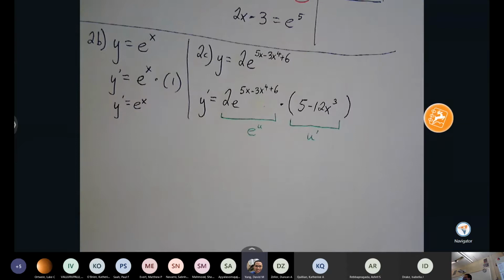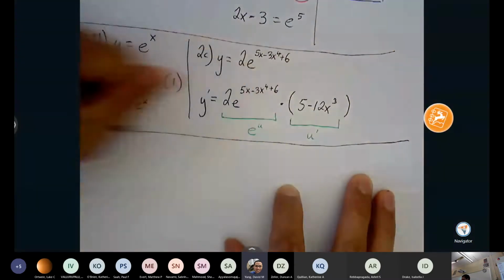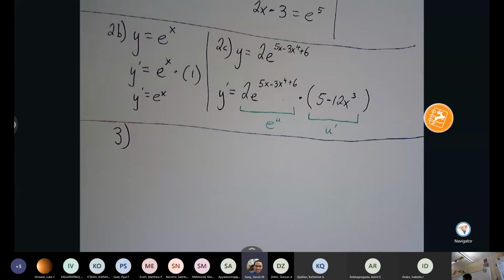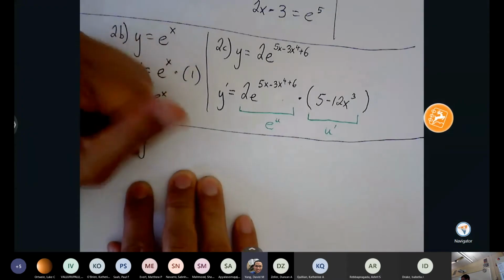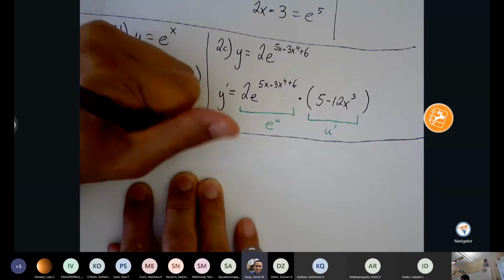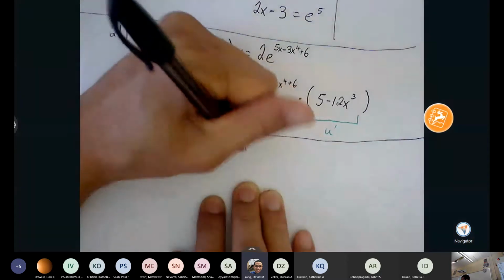Okay, make sense? Okay. So we're going to keep building on top of what we've done. So we're adding to the complexity here, each problem. All right, here's number 3. Here's our function. y is equal to natural log of 2x minus e to the negative 2x. And we're going to find y prime.